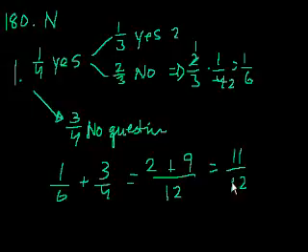And so if they want to know the number of people, you would say 11/12 times the total population, which is n. So 11n over 12, and that's choice E.